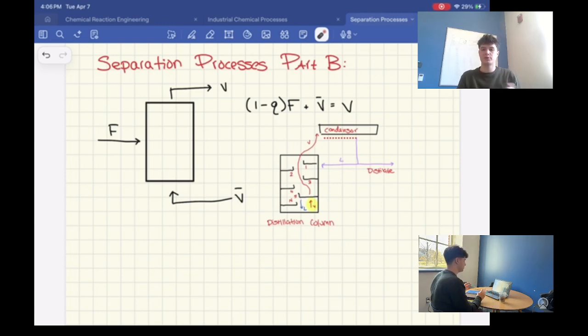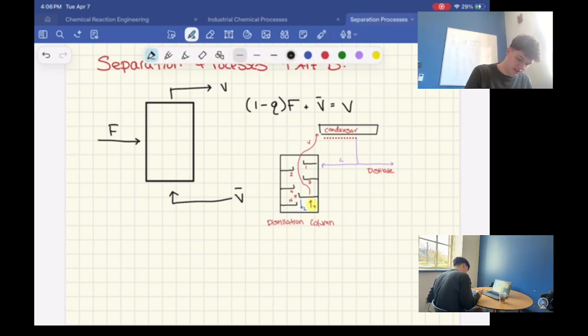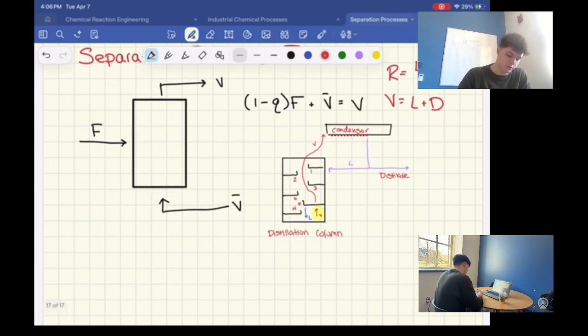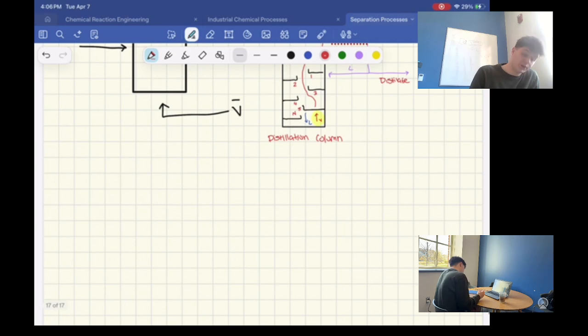Now from these diagrams, we're going to get a couple more equations. If you recall, one of our major equations we used previously was our reflux, which is equal to liquid over distillate. Then we also have V equal to liquid plus distillate. Combining both of those equations, we arrive at a generalized equation: distillate times reflux plus 1 is going to be equal to R1 minus q times our feed.